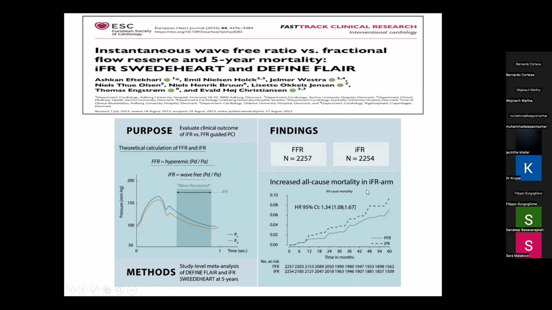They found that the iFR arm had more mortality. So it's all related to the DEFINE-FLAIR results actually. But how can you say that? This is not a patient-level meta-analysis. How can you say that iFR is associated with more mortality? You put two different studies together. You can just read the two studies. You can see that in one, FFR, there is no difference, and with iFR, yes. So what is the add-on of this study on the topic?